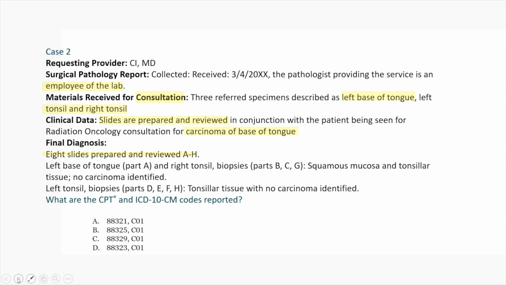In the final diagnosis, we have 8 slides prepared and reviewed from A to H. Left base of the tongue, right tonsils, biopsies: squamous mucosa, tonsillar tissue, and no carcinoma identified. Left tonsils, biopsies: tonsillar tissues, also with no carcinoma identified. And the correct answer for this is option D.